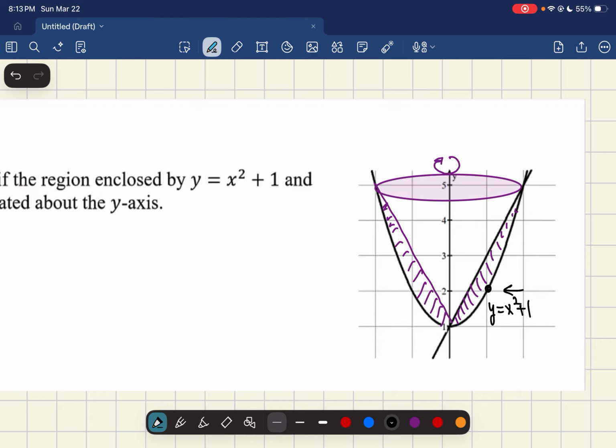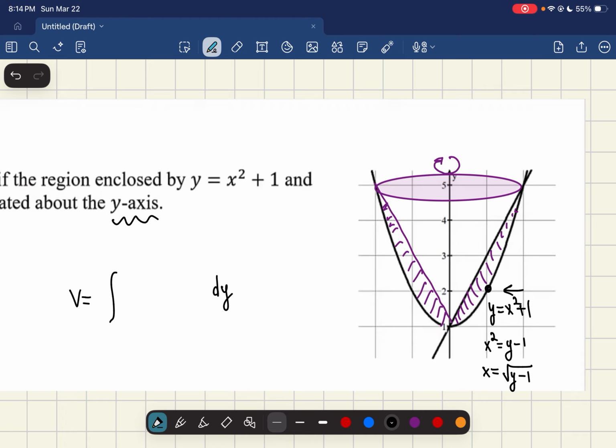But wait, you need to remember, since we're rotating it around the y-axis, it means that my volume, no matter where it will be, is going to end with dy. So everything inside of the integration needs to be in function of y. So basically, I need to rearrange this function over here. So x squared is equal to y minus 1, which gives me x is plus or minus the square root of y minus 1. And since we always take the positive side of it, x is equal to the square root of y minus 1. That's what it touches first.